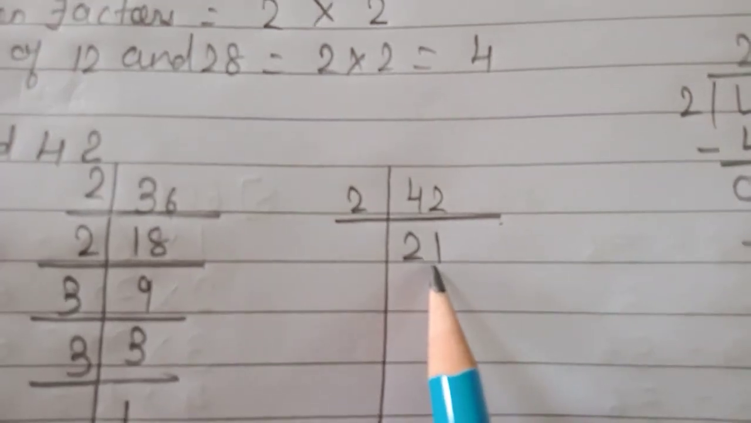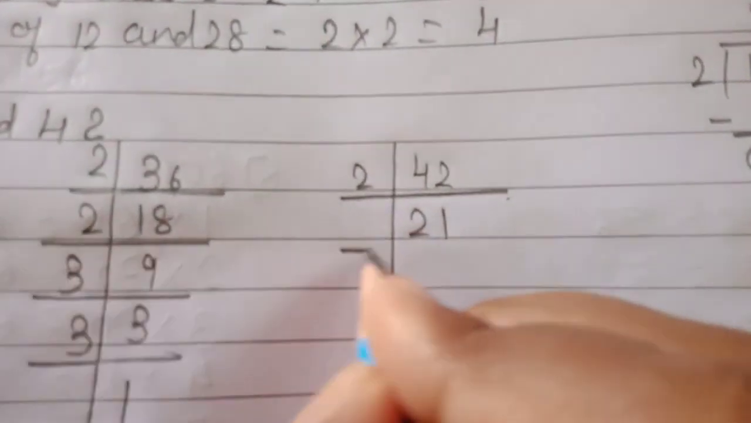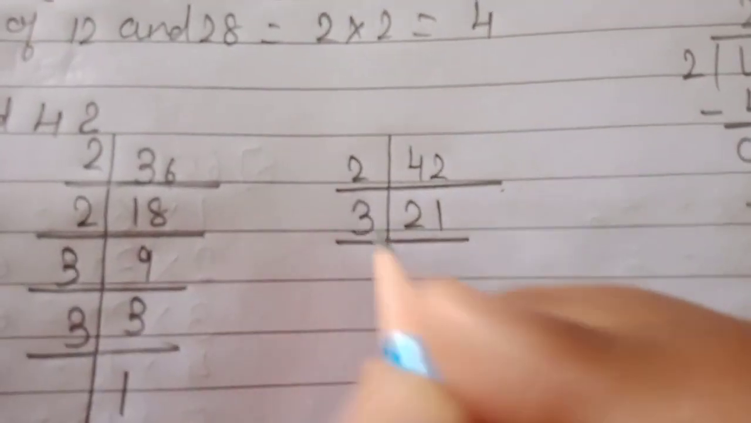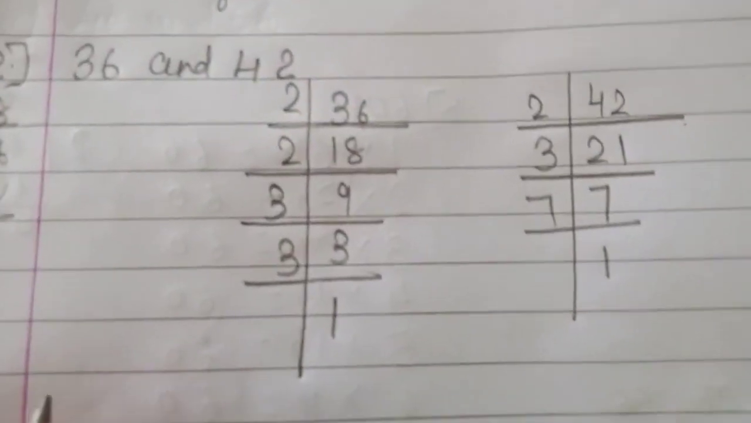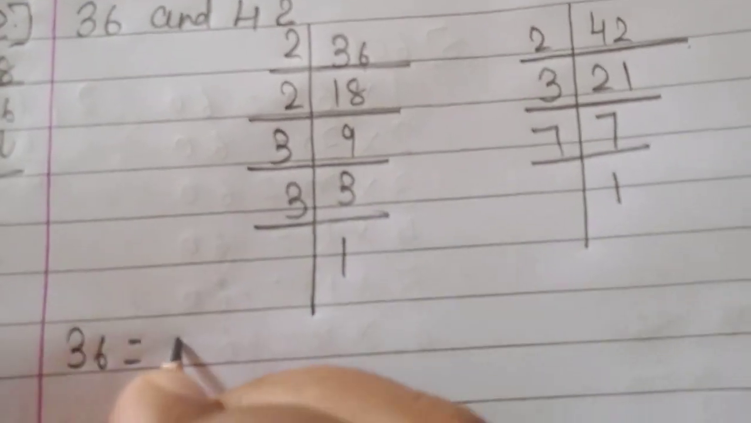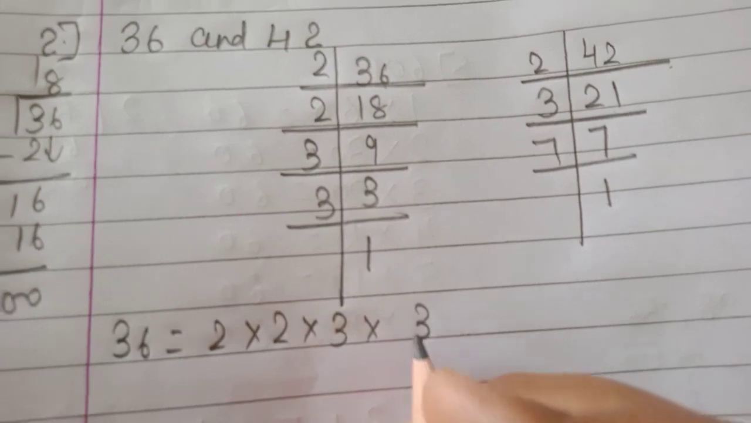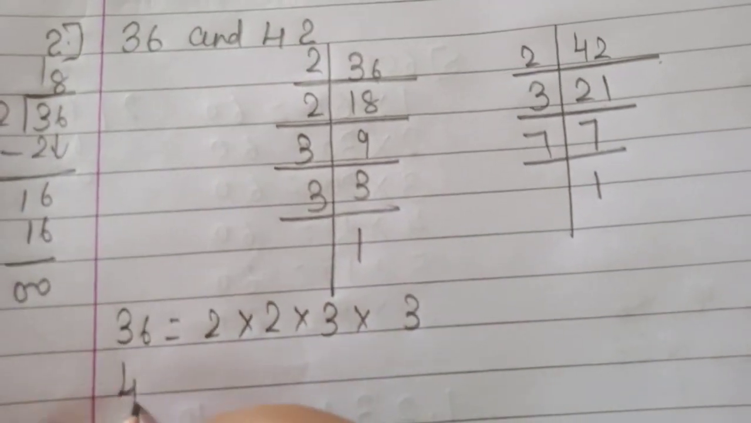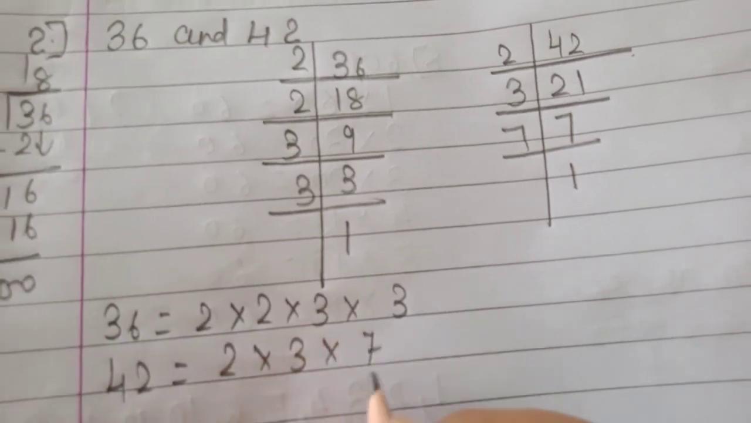Now in ones place 1 is there, it is an odd number, so it is not divisible by 2. So we will see in 3 table when 21 will come. Yes, 3 7s are 21. Then 7 1s are 7. Now we will write the factors. For 36, 2 multiplied by 2 multiplied by 3 multiplied by 3. Now for 42, 2 multiplied by 3 multiplied by 7.